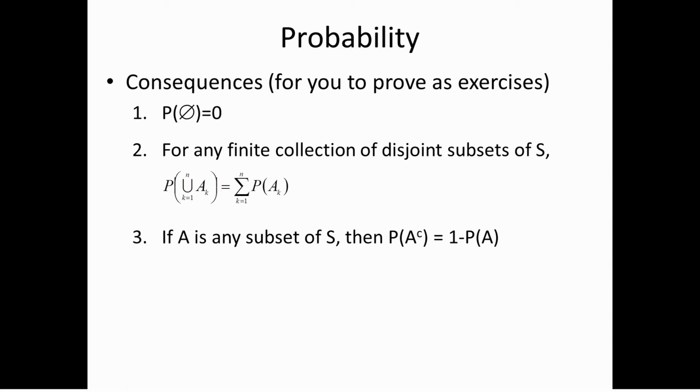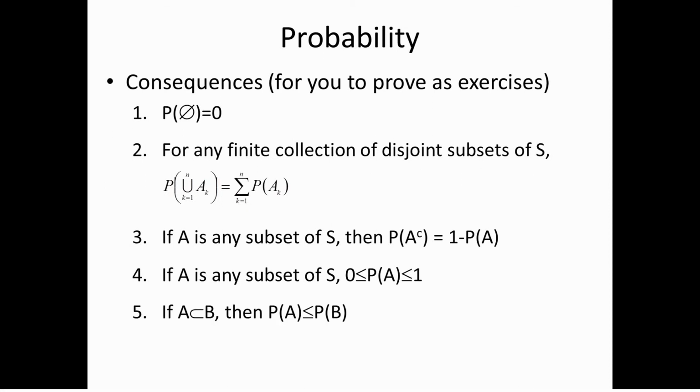If we have any subset of the sample space, the probability of its complement is equal to 1 minus the probability of being in that set. And for any event, its probability lies between 0 and 1 inclusive. And the last is that if one set is a subset of another, then its probability is less than or equal to the set that it's a subset of. These things are all intuitively obvious, but we can prove these right from the definition. So it's very useful.